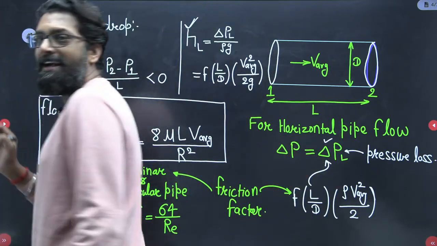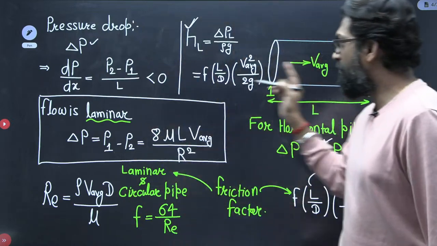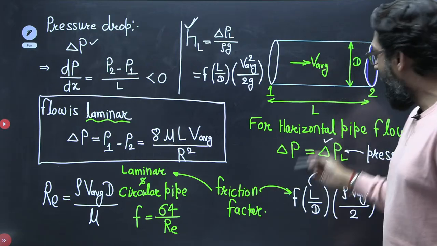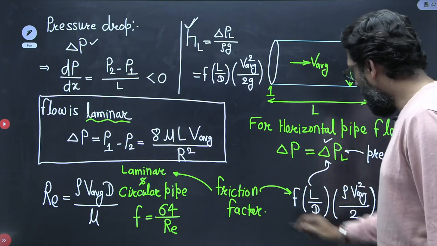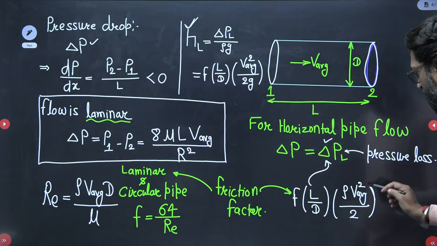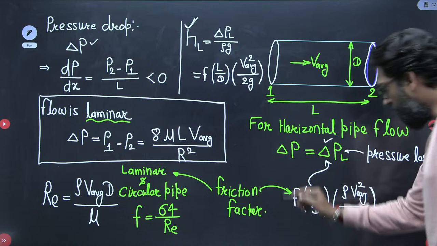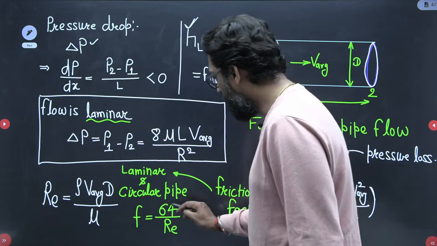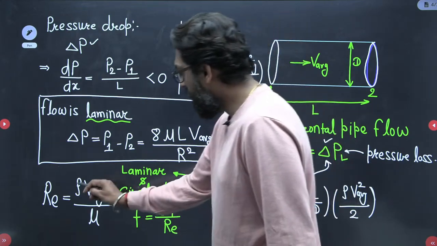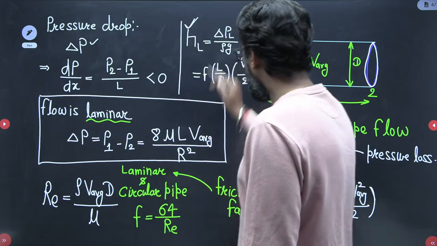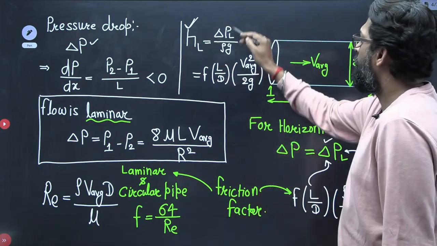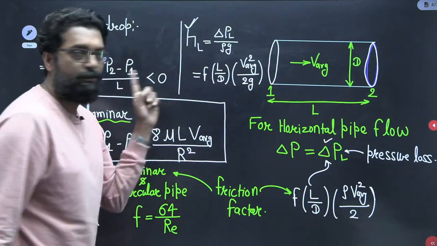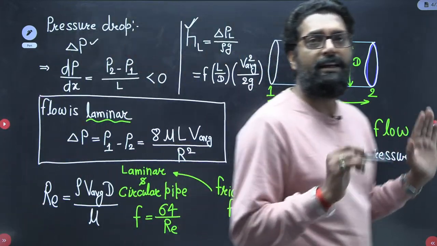Pressure drop and pressure loss are the same when the pipe is horizontal, but if the pipe is not horizontal, you cannot equate them. And if you calculate the pressure loss from the Darcy-Weisbach equation, f L by D rho V square by 2, where f is the friction factor, and for laminar flow in a circular pipe it is 64 by Re. And what is the Reynolds number? Rho V D upon mu. When you have to calculate the head loss, just divide the pressure loss by rho into g. This we already discussed in the previous classes.